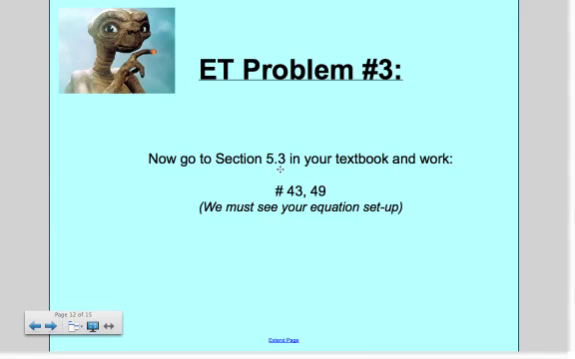All right, so go to section 5.3 and do number 43 and 49 and show your setup.